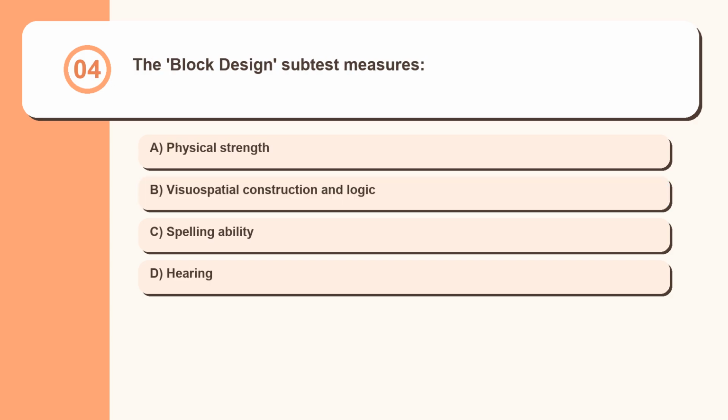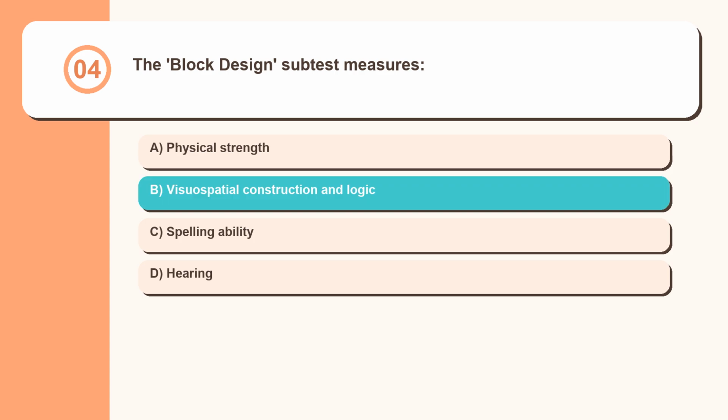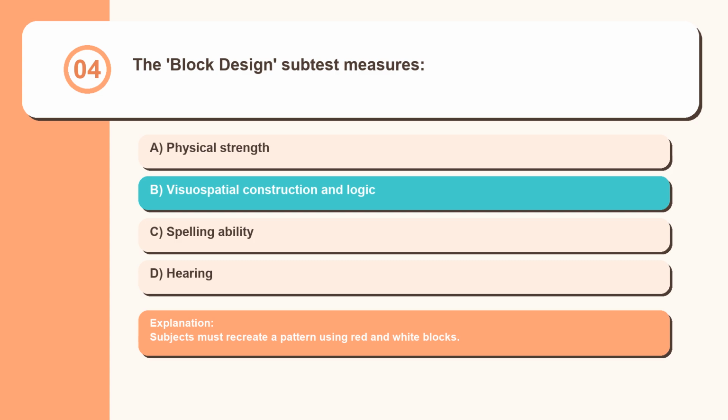Question 4. The block design subtest measures physical strength, visuospatial construction and logic, spelling ability, hearing. Subjects must recreate a pattern using red and white blocks.